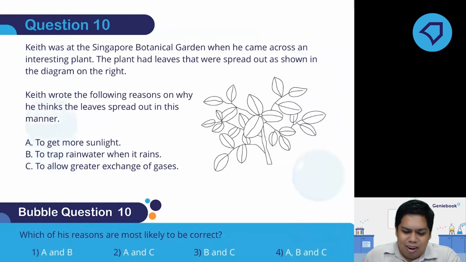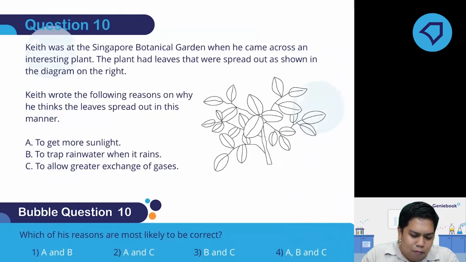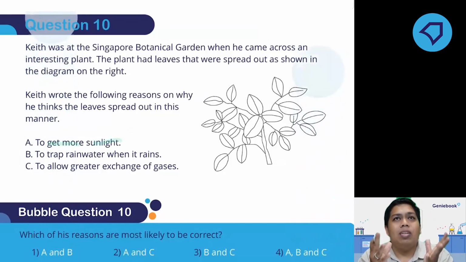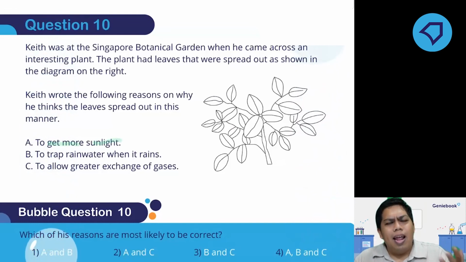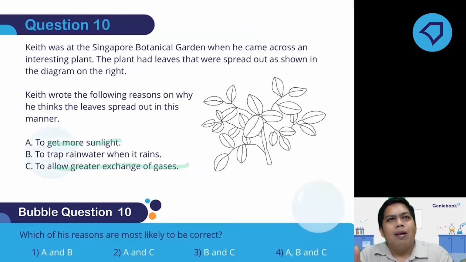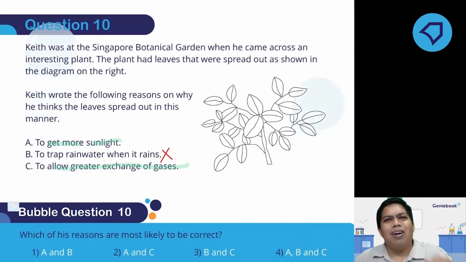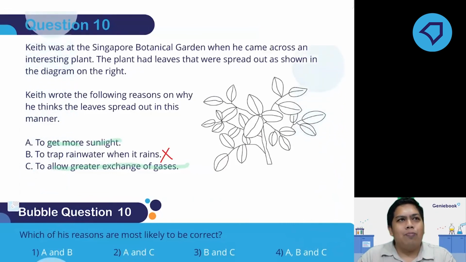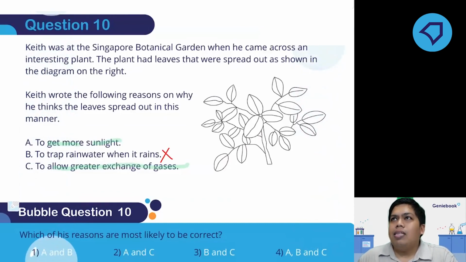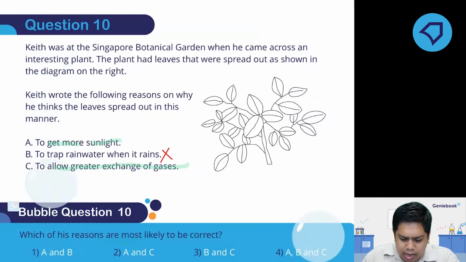All right, so let's quickly go through this question. Why are the leaves spread out in such manner? So firstly, to get sufficient sunlight to make food. And then to allow greater exchange of gases, right? Because remember, the stomata, or the tiny openings, are at the underside of the leaves. So if it's better spread, the gases can be exchanged better. But it is not about trapping rainwater when it rains. That is definitely not the purpose of the leaves spreading in such manner. So therefore, the answer for this is option 2, A and C only.